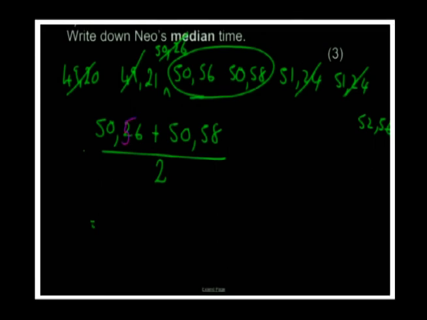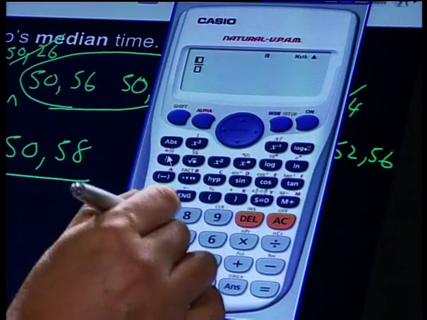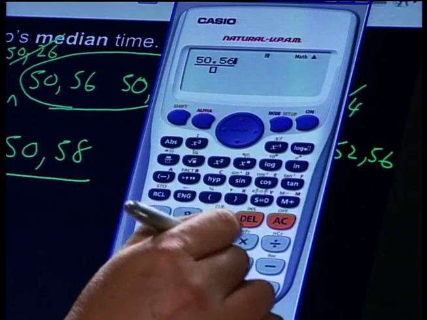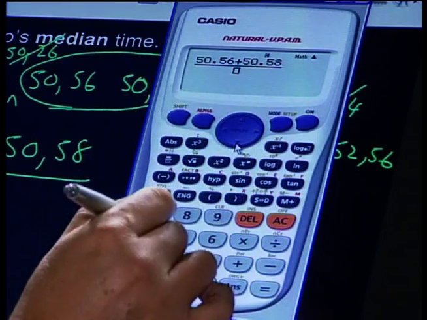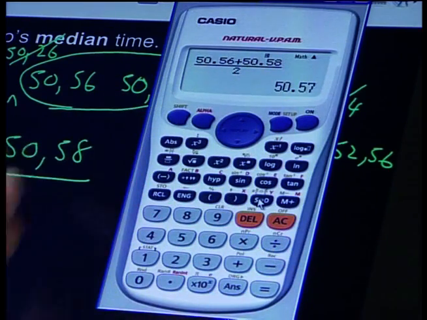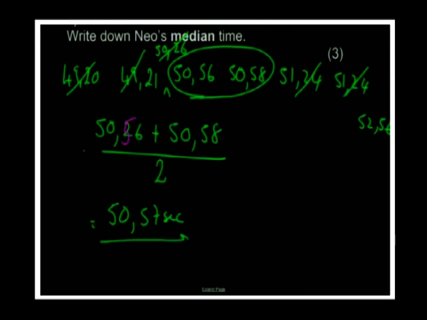Instead of now 50,26, it was actually 50,56 plus 50,58 over 2 equals, and my answer is 50,57. So 50,57 seconds. And that now is my median figure.